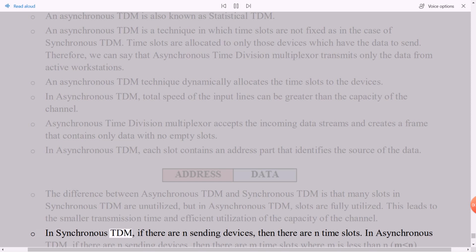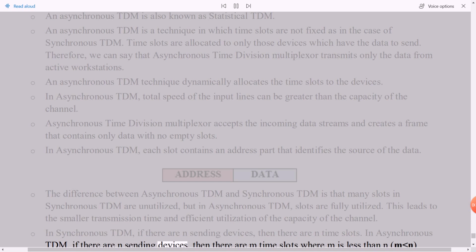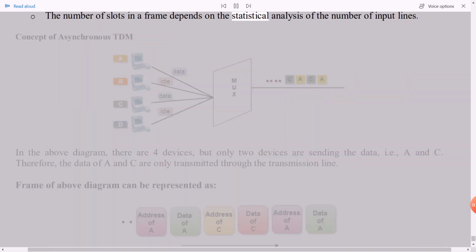In synchronous TDM, if there are n sending devices, then there are n time slots. In asynchronous TDM, if there are n sending devices, then there are m time slots where m is less than n. The number of slots in a frame depends on the statistical analysis of the number of input lines.